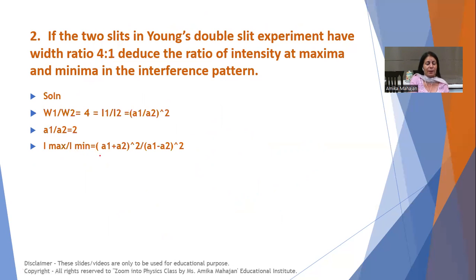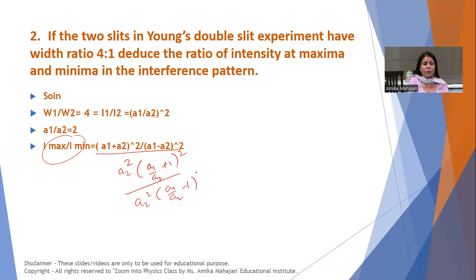Now, I maxima by I minima. I maxima is proportional to amplitude maximum square, A1 plus A2 whole square, and I minima is proportional to minimum amplitude square, so A1 minus A2 whole square. So when I take ratio, this relation I get. Here A2 can be common, but when it comes out from bracket, it comes out as square. So A1 by A2 plus 1 whole square divided by A2 square, A1 by A2 minus 1 whole square.